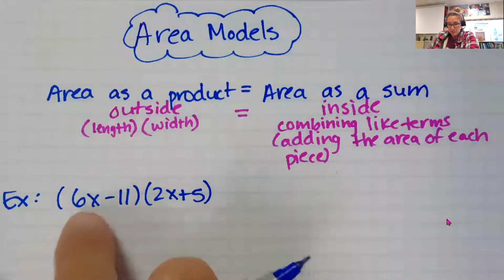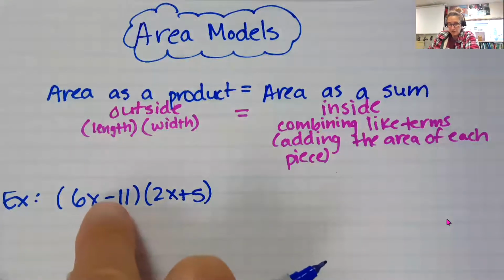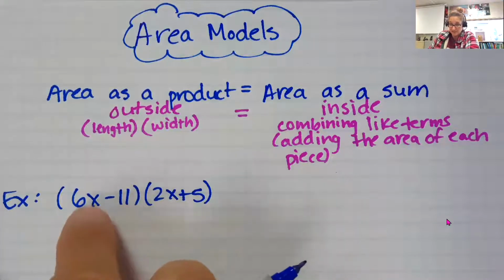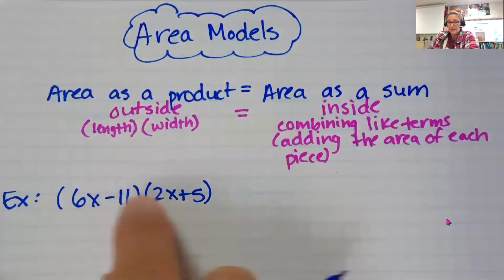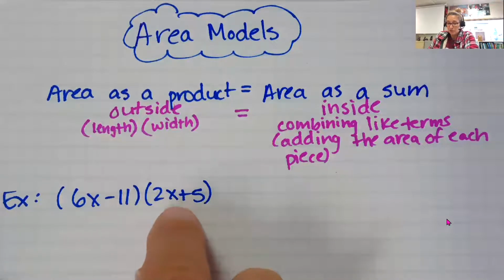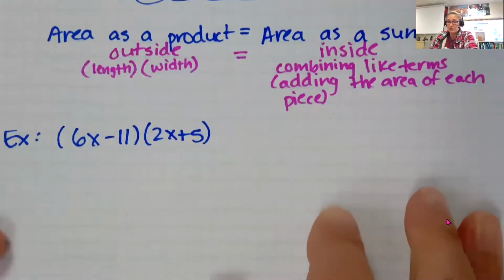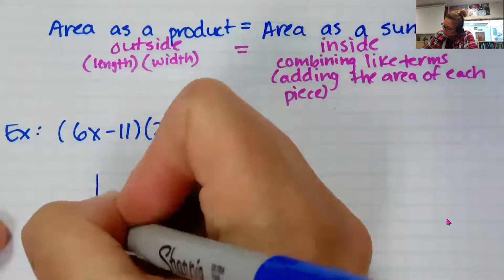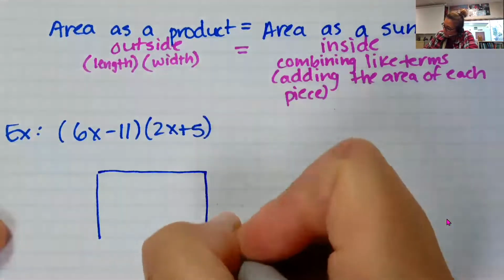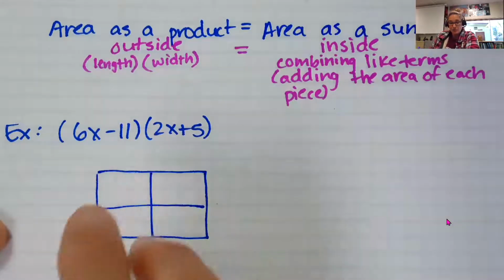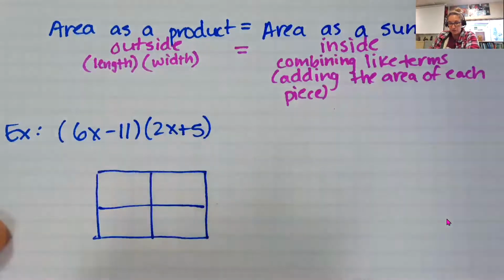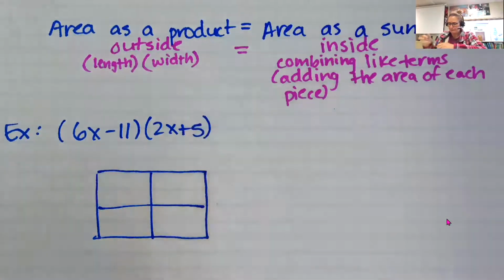So in this first parenthesis, I have 2 terms. Terms are things that are separated by pluses or minuses. Here's a minus. I have 2 things, my 6x and my 11, separated. So that's 2 terms. That's a binomial. Here is another binomial. So I have 2 terms and 2 terms. So when I draw my area model, I'm going to draw a 2 by 2 area model. Okay. And each box is going to have one of these terms on top or on the outside of it.